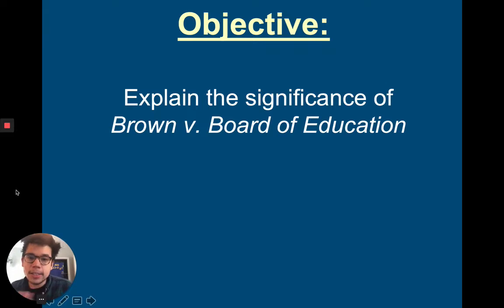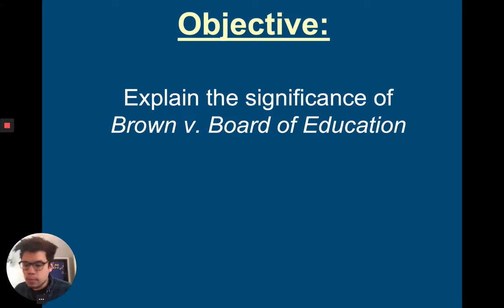Our goal today is to be able to explain the significance of Brown v. Board of Education. You're going to have a reading that goes along with this, but we can't just jump straight into this Supreme Court case. We have to take a few steps back and get some context, see how we get to this point.